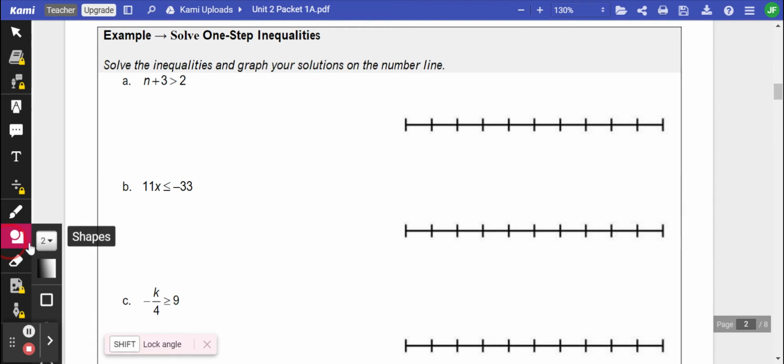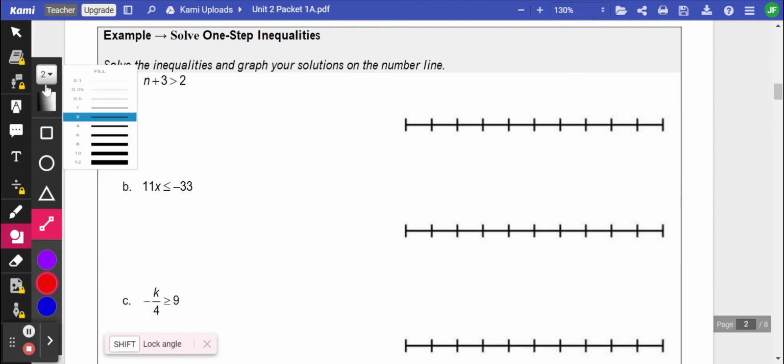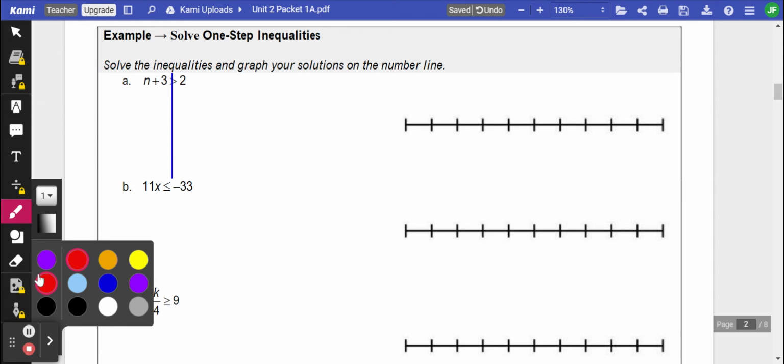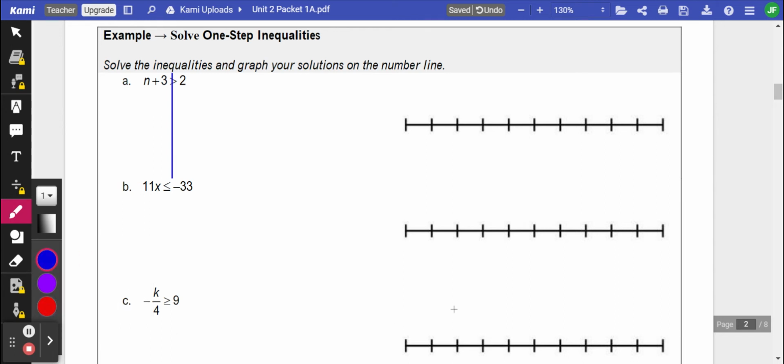So let's go ahead and look at the first inequality. The process is the same as equations. The only difference is flipping that sign if you use a negative when you multiply or divide. So I'm going to draw my line through my equal sign, and I'm going to go ahead and solve for n. So we'll notice I have n plus 3 on the left side, so to cancel that plus 3, I'm going to do minus 3 on both sides to get n and negative 1.